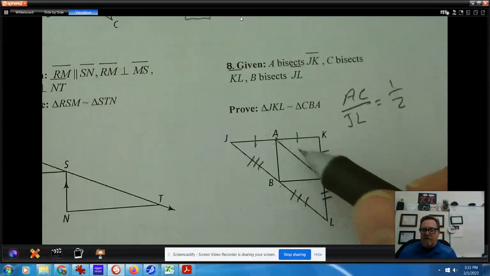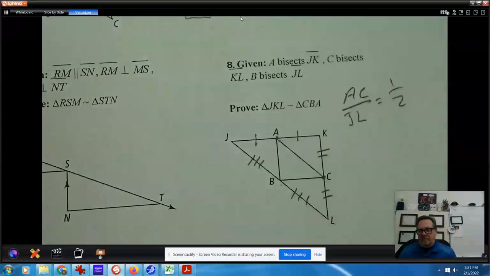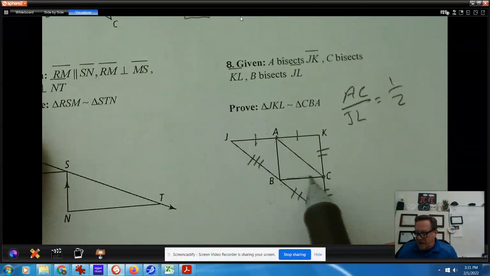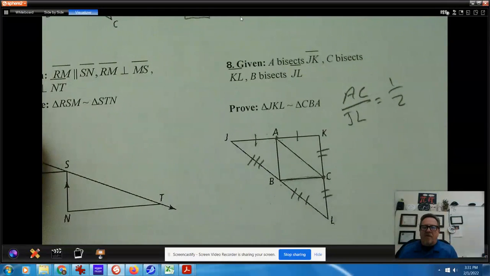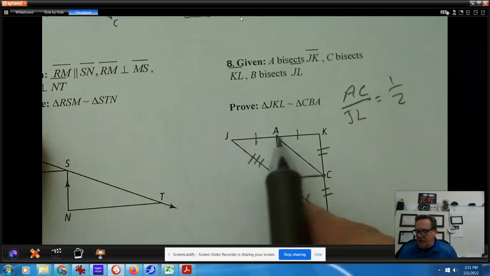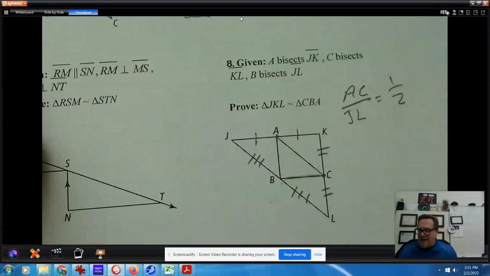Now it's also parallel. So we could get some information about the angles here if we needed to, right? Let's think about this. BC is also a mid-segment, isn't it? It's a mid-segment and is parallel to JK, this side over here. And how big? That's right, it's half as big.